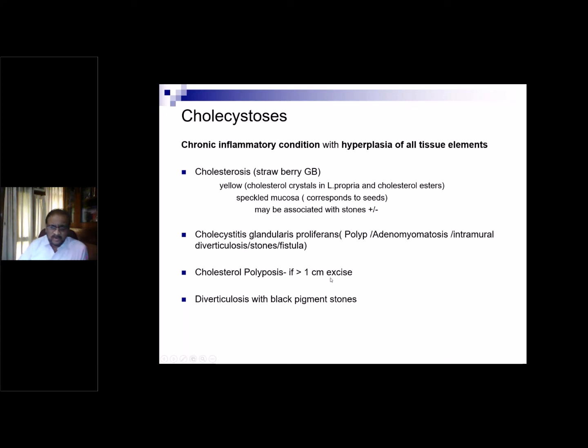You can have a polyposis. If it's more than 1 centimeter, always excise, because remember, 1 centimeter, cholecystectomy; 0.6 to 1 centimeter, follow-up of this patient. Remember that. Less than 0.6, don't worry, leave it. So polyps, less than 0.6, don't worry. 0.6 to 1, regular follow-up. More than 1, cholecystectomy. Is that clear? Don't forget that, underline it. Diverticulosis, black pigment stones, another method.